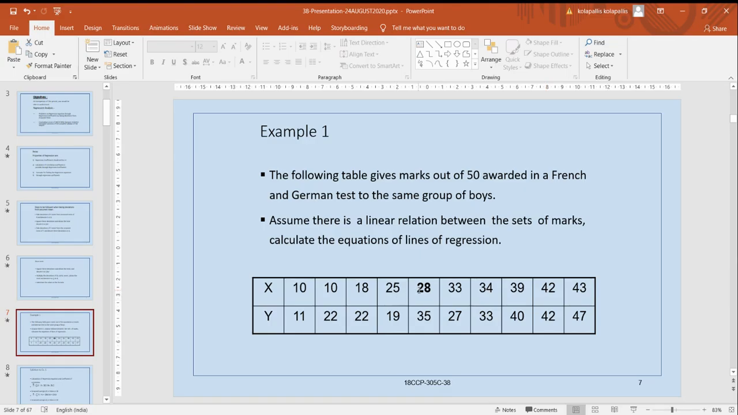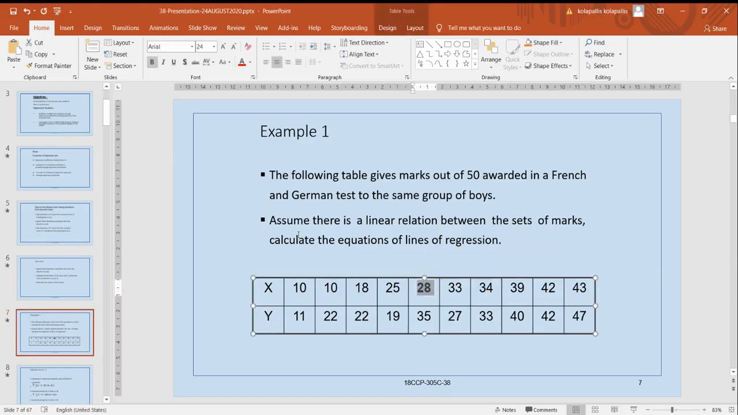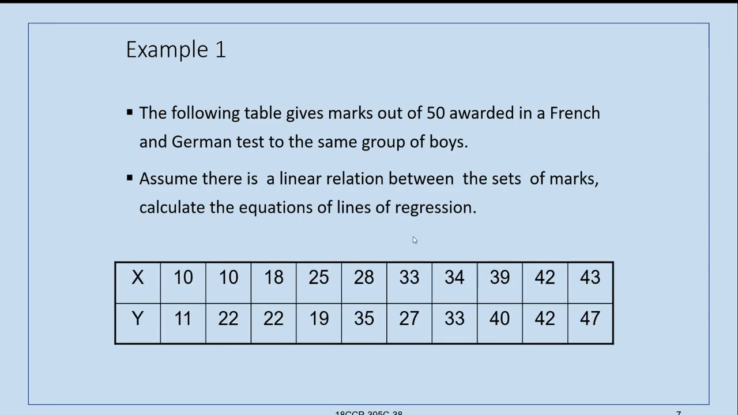And then first assume the means of X series and Y series. We have to take assumed mean A of X and A of Y. We can take any value from this series or any value you prefer.